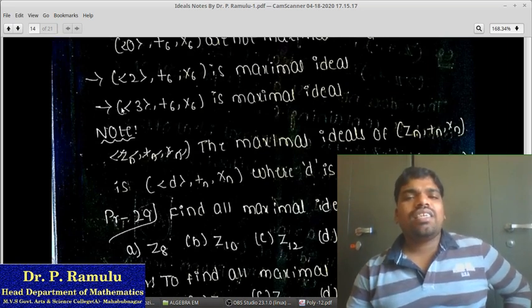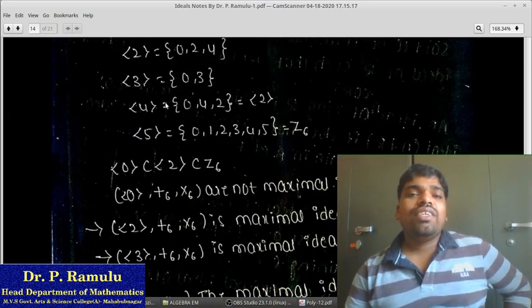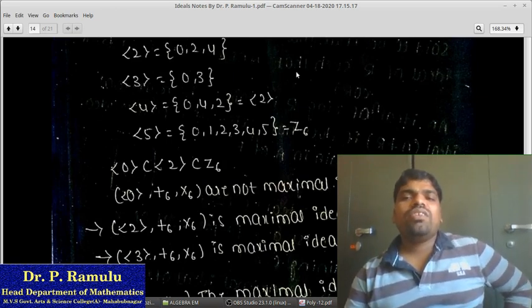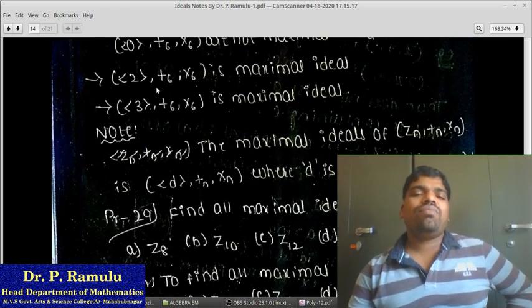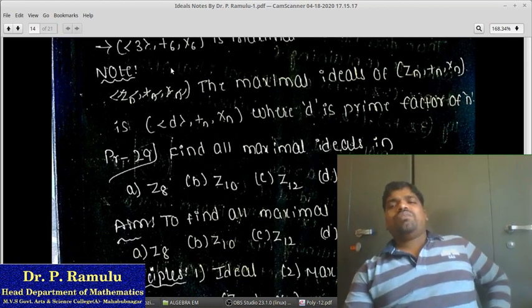Similarly, generator 3 in Z6 with addition modulo 6 and multiplication modulo 6 is also maximal. That means there does not exist any ideal between generator 3 and Z6. Therefore, generator 3 is a maximal ideal. This note is very important from the examination point of view.